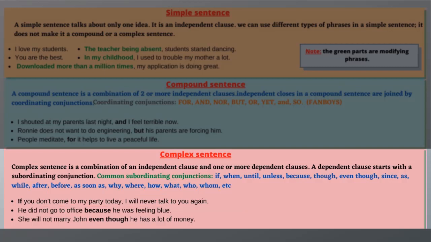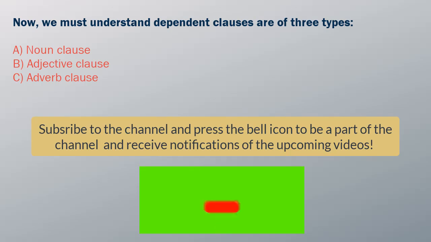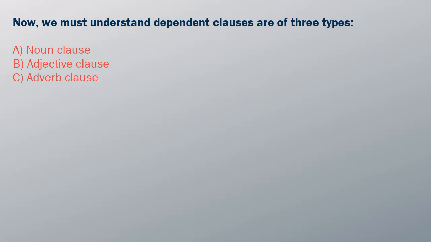Now we've understood what is a simple sentence, what is a compound sentence, complex sentence. You can watch my lesson on these types of sentences in detail, right? But for now, we've understood what these are. Now let's talk about how to transform complex sentences into simple and compound. And guys, before we do that, let me also tell you, a dependent clause can be of 3 types. It can be a noun clause, a dependent clause that works as a noun. It can be an adjective clause, a dependent clause that works as an adjective, and also an adverb clause, a dependent clause that works as an adverb.